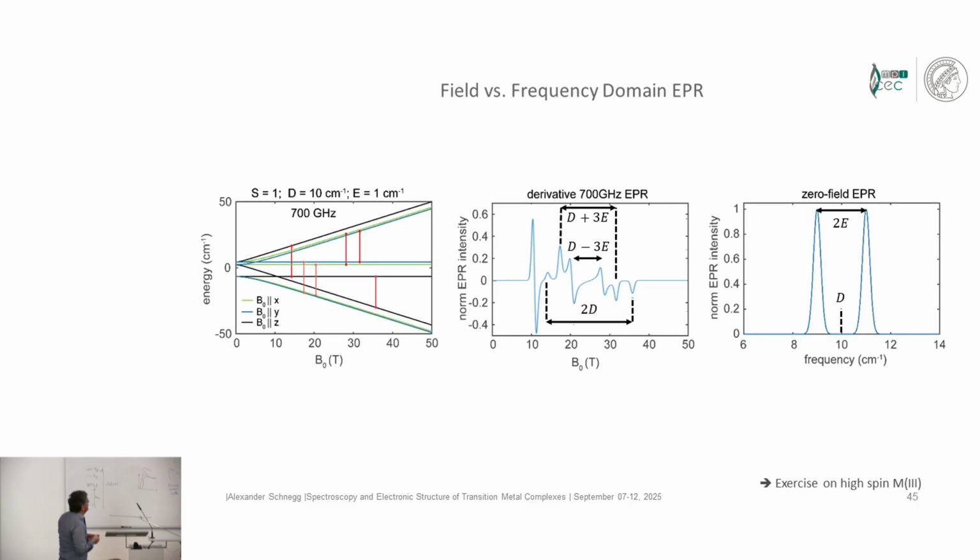However, as I said, there are limits of this. Here shown again is an S equals 1 triplet state with a zero field splitting of 10 reciprocal centimeters. This is not super large actually. Here are the spin energy levels as a function of the external magnetic field. This is the triplet EPR spectrum taken at 700 gigahertz. It's already a very high frequency, but still accessible.